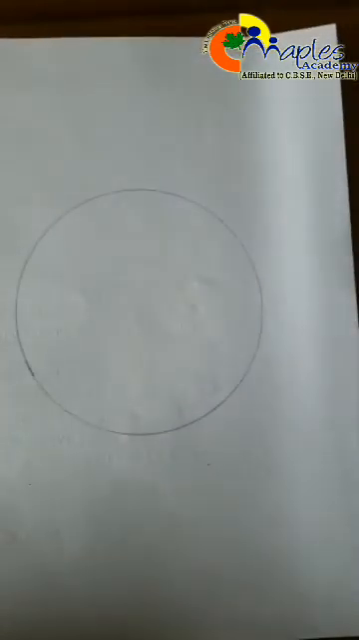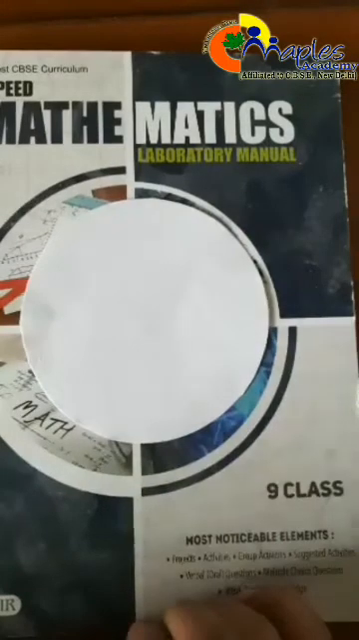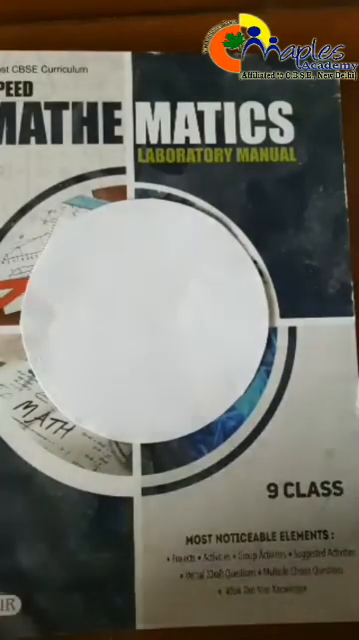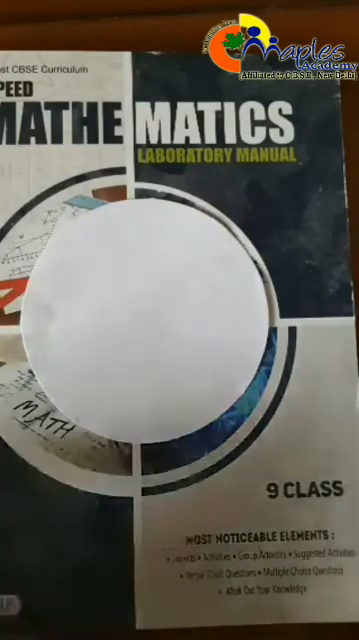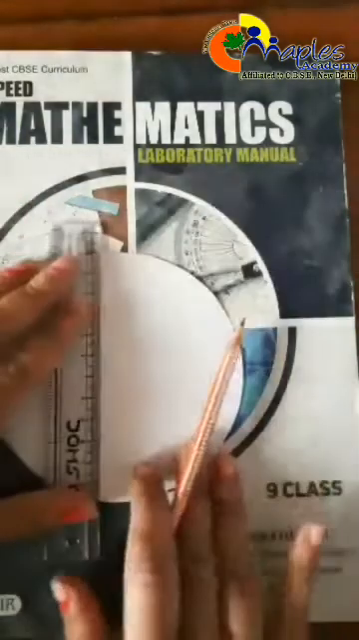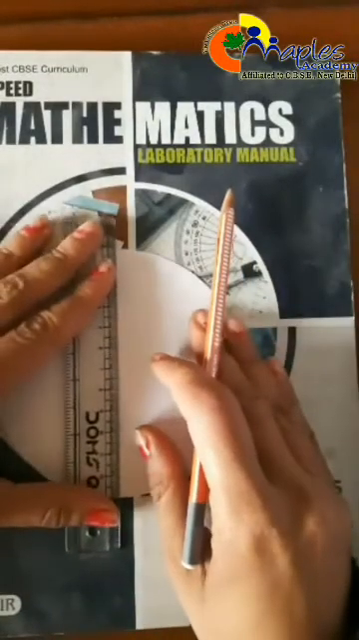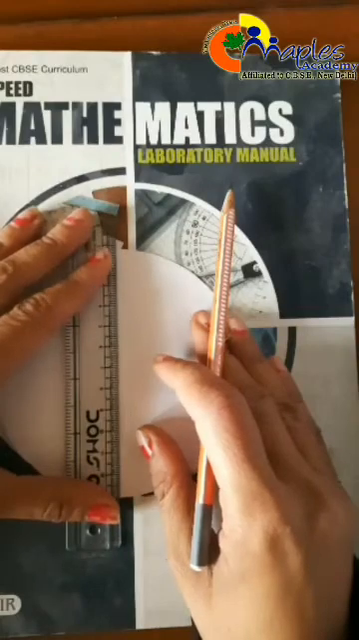Now cut the circle using a scissor. So I cut the circle like this using a scissor. Now I draw a diameter of the circle like this, which means I have divided the circle into two equal parts.